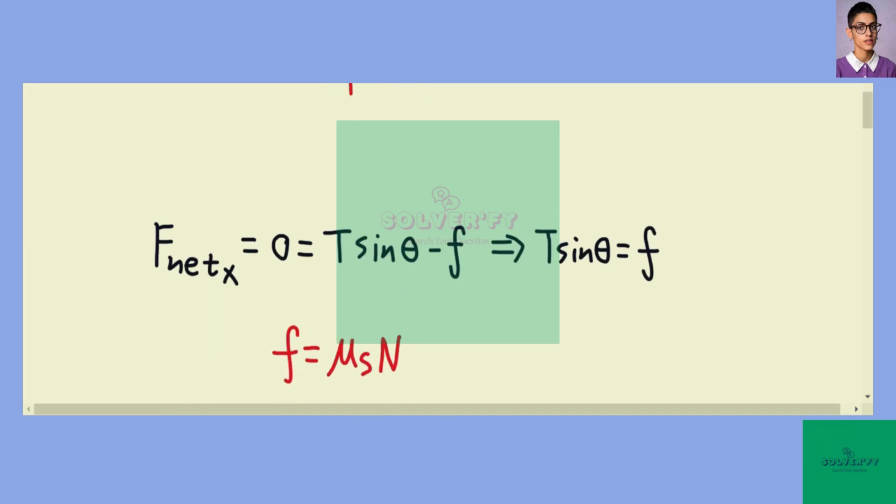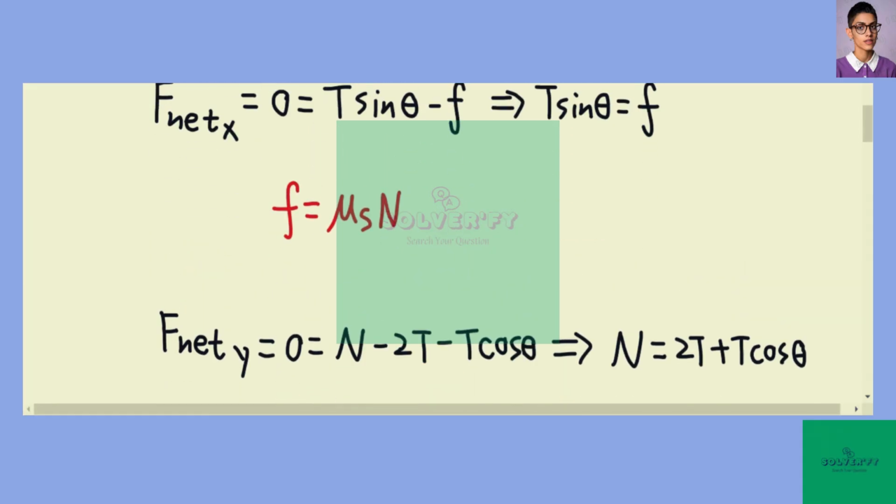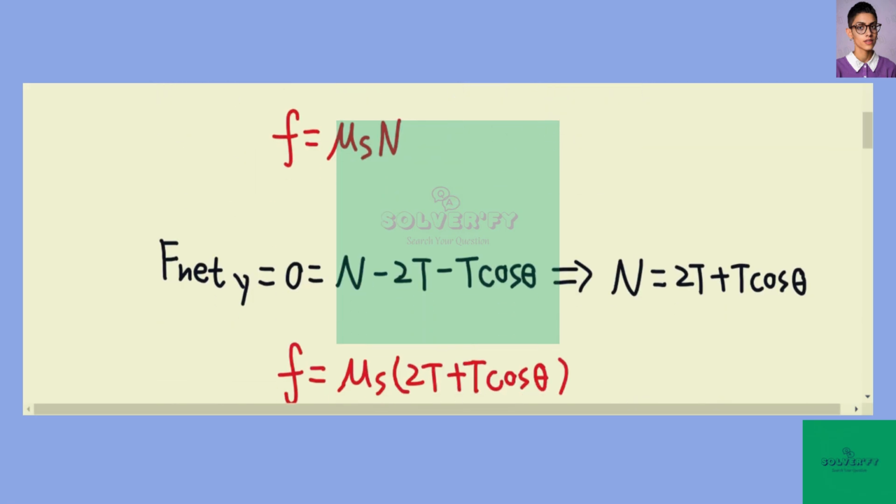We know friction, which is the static friction in this case, is equal to mu s N. We'll wait here, because we need to substitute something for the normal force later. We know the net force along the y direction is equal to 0 as well, since it's in equilibrium. So we have normal force N minus 2T minus T cosine theta is equal to 0. Therefore N is equal to 2T plus T cosine theta.